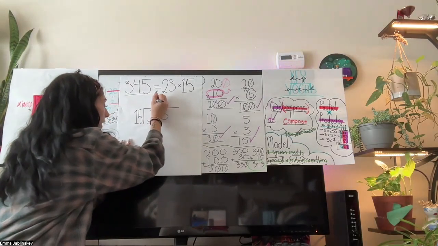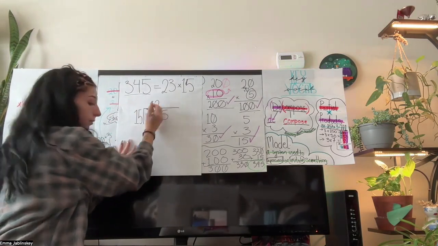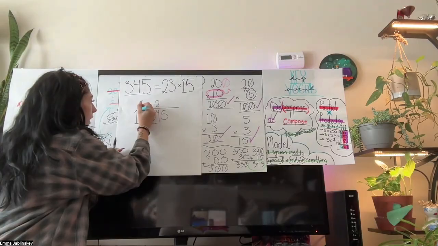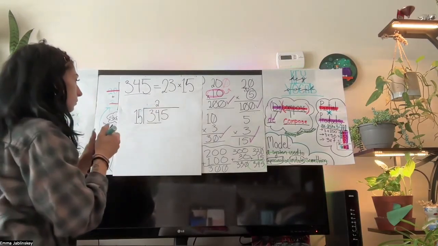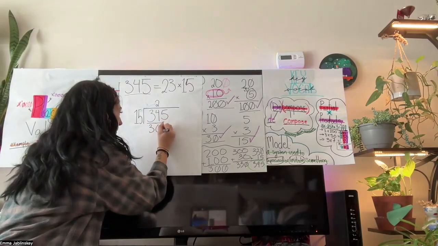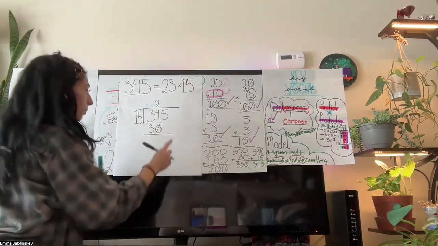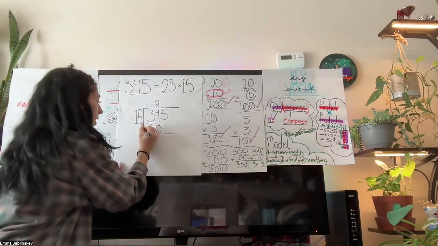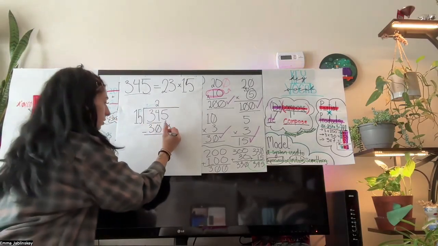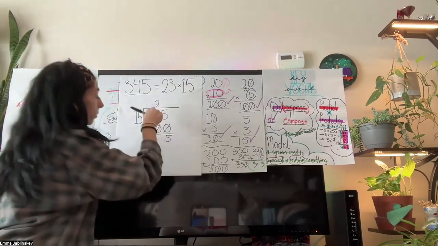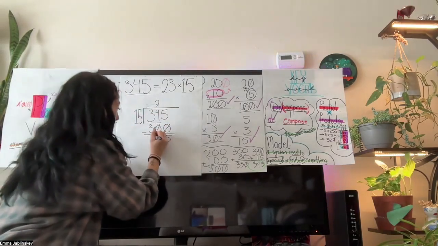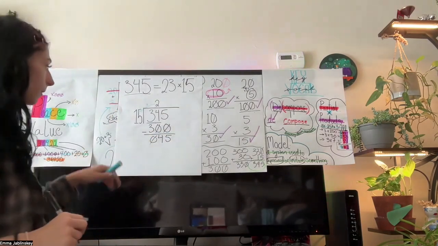And 2 times 15. 15 plus 15 is 30. Now, we have to have a placeholder here because we can't just subtract by nothing. So we're going to put a 0 here as a placeholder. 5 minus 0 is 5. 4 minus 0 is 4. And 3 minus 3 is 0. So we're all done here.